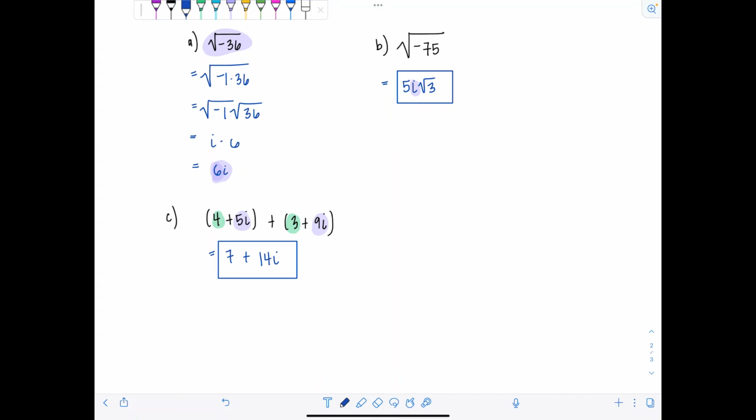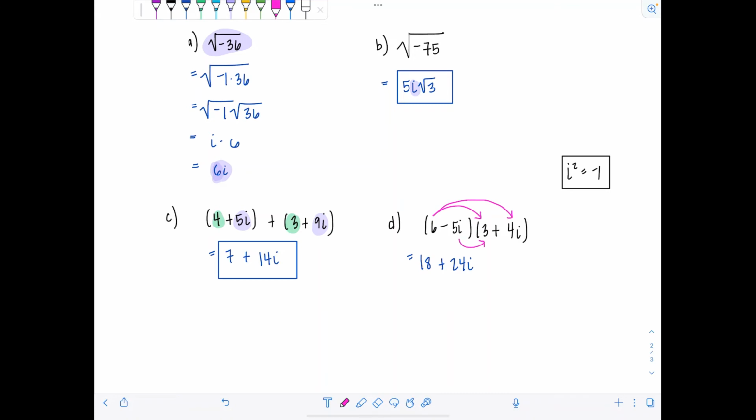Things can get a little more complicated when we're multiplying, so you would still FOIL and do all that good stuff, but just remember that i squared is equal to negative 1. Okay, keep that in your mind. So let's try this example here. 6 times 3, that's 18, plus 24i from right here. Then this is minus 15i minus 20i squared.